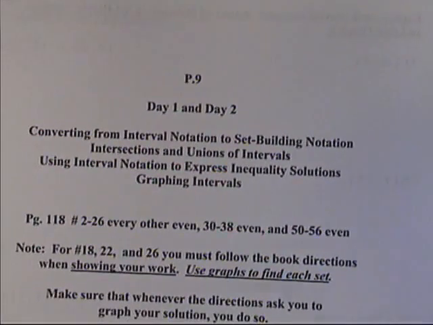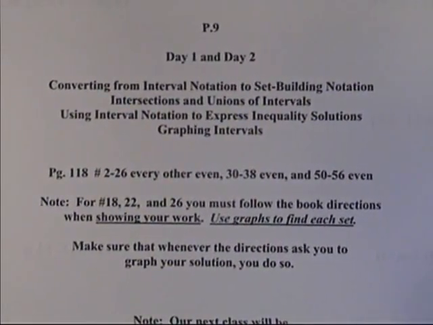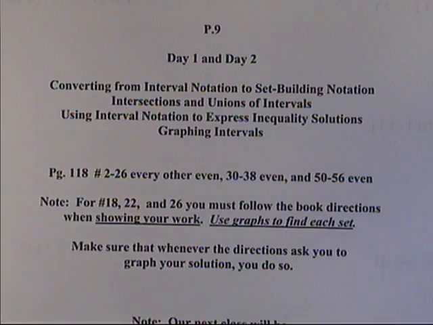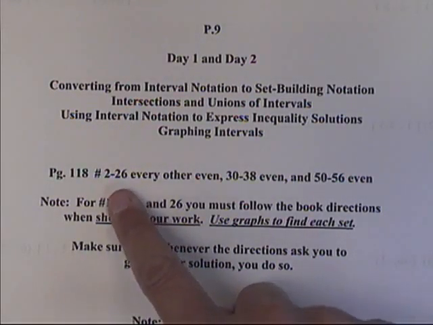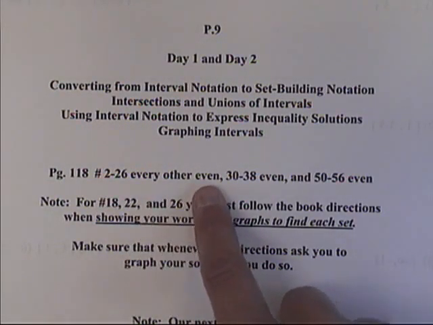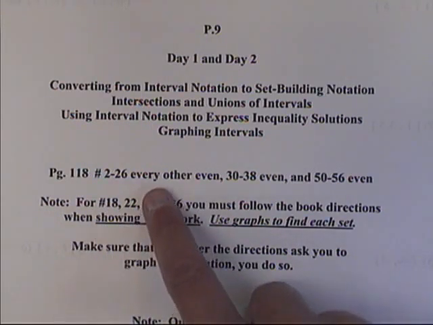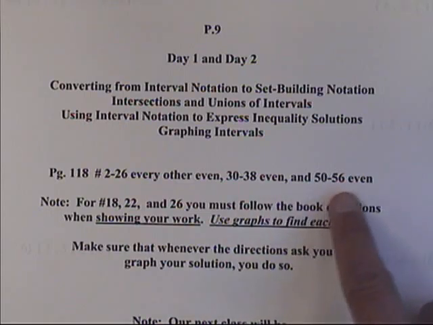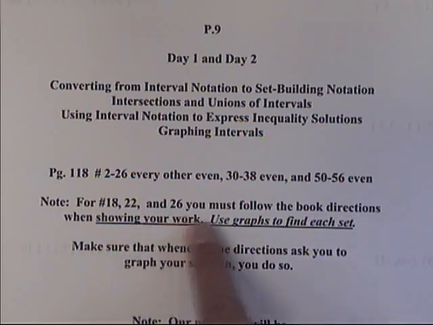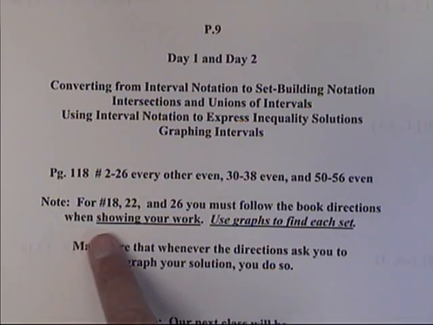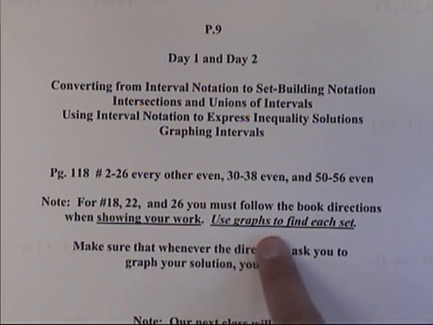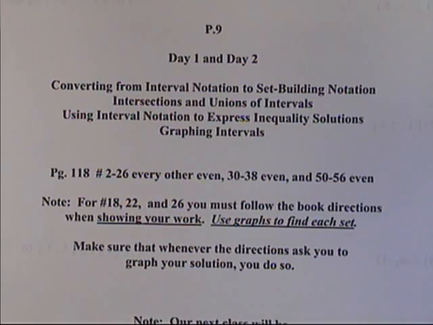Okay, this is P.9. There are some specific directions here for the assignment. Try to make sure you pay attention to that. 2 through 26 is every other even, so that would be 2, 6, 10, 14, and so on. 30 through 38 and 50 through 56 are all the evens. For 18, 22, and 26, you must follow the book directions when showing your work. That means that you're using graphs to find each set.